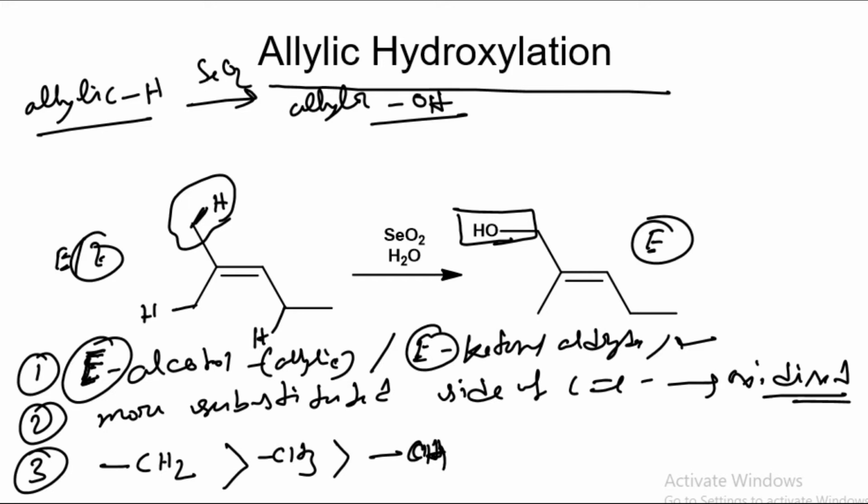Okay, so you can find a lot of videos on YouTube where they explain all these rules, but they are not explaining why this is happening: why the E-alcohol selectivity is there, and why the more substituted site of the C double bond C, that is the alkene, is oxidized. Why is this occurring? I have checked that nobody explains this, but there is a very simple explanation. Okay, so during the mechanistic study I will explain to you why this is happening. Let's move on to the mechanism of this allylic hydroxylation.